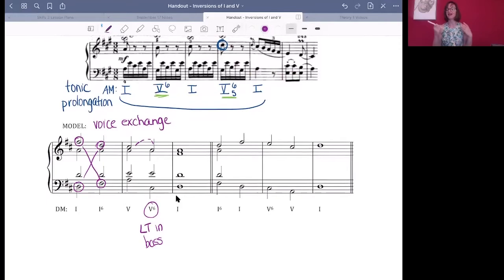Okay, I want you to try one. So you have something similar to the model in the 3 bars afterwards. You start on a 1-6 rather than a 1. I've given you the outer voices. I'd like you to come up with the inner voices for me. So keeping in mind good doubling, not doubling the leading tone.